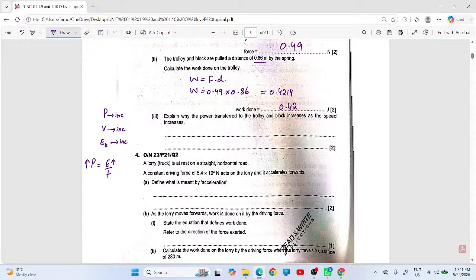Let's check the answer. The answer says the distance moved, or work done in 1 second, increases as the speed increases. The work done per unit time increases. This is the marking scheme, not me, sir. Question number 3, B, last part. They have explained it in terms of the work done.